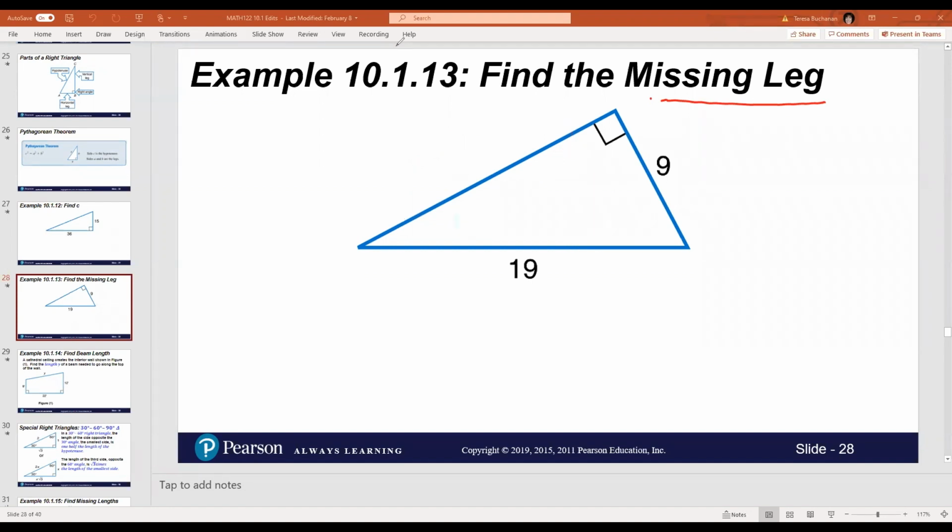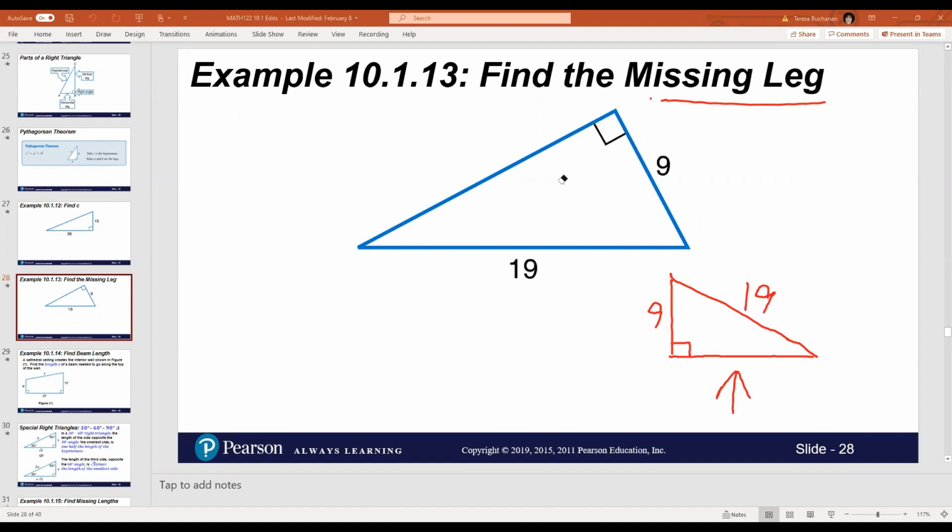So your job is going to be to work backwards out of the given information to find the missing leg. And again, if it helps some, you could redraw this and kind of get yourself looking at it a little differently. The side opposite the right angle is 19, and one of the legs was 9. So you're looking for this distance right there.